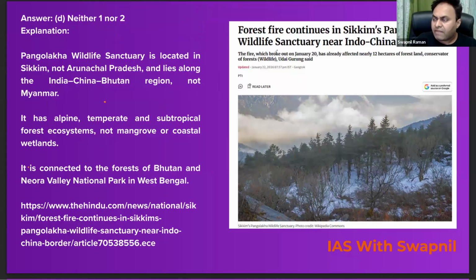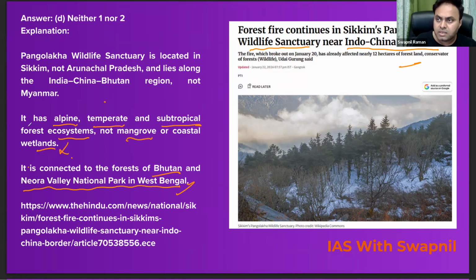So you can see here why we picked up this question. Forest fire continues in Sikkim's Pangolakha Wildlife Sanctuary near Indo-China border. Clear? So it is connected to the forest of Bhutan, Neora Valley National Park of West Bengal. And it has alpine, temperate, and subtropical forest ecosystem and not the mangrove and the coastal wetlands. याद रखिएगा. Now, let's move on to the next question.